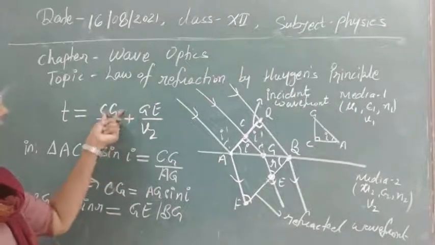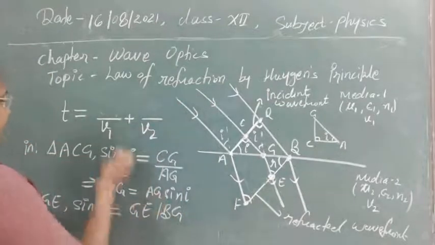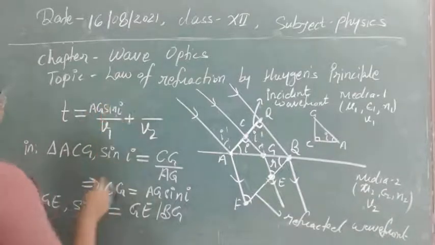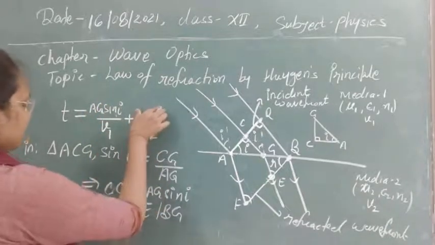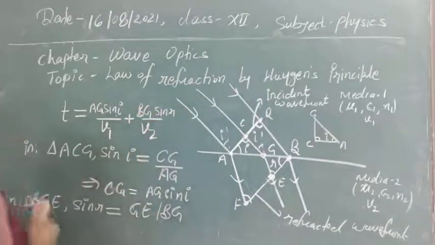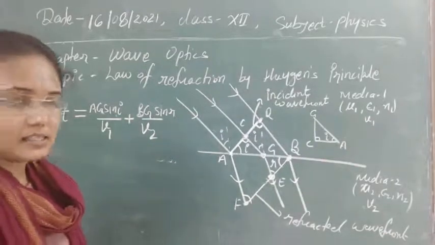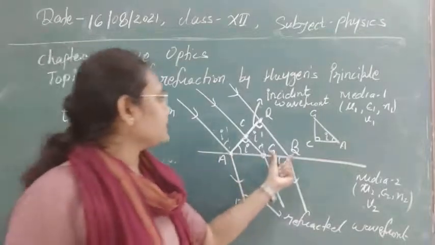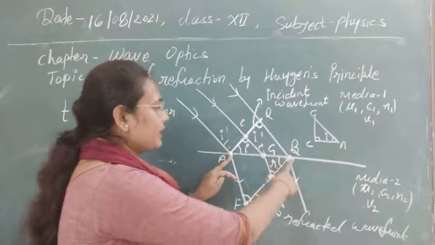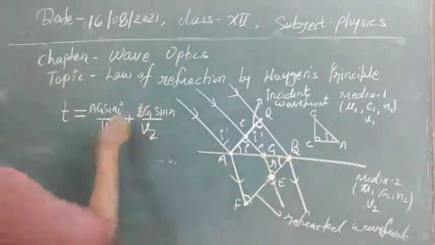Now let's put these values in the equation that we have written for the time. For the first one, in place of CZ we can write AZ sine of i, and in place of ZE we can write BZ sine of r. So we have replaced these terms. Why have we done this? First, let's convert BZ in terms of AZ. As this whole distance is AB, we can write this distance BZ is equal to AB minus AZ.